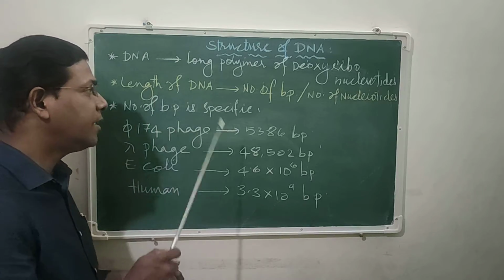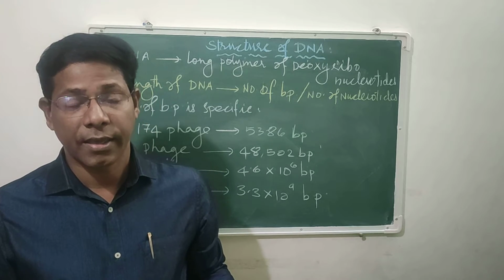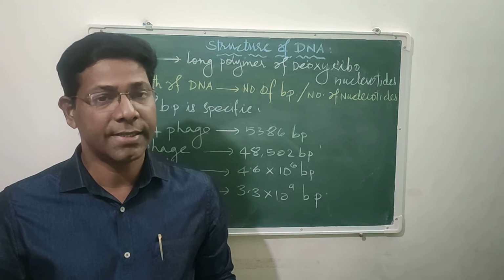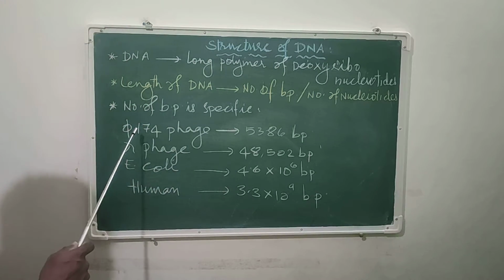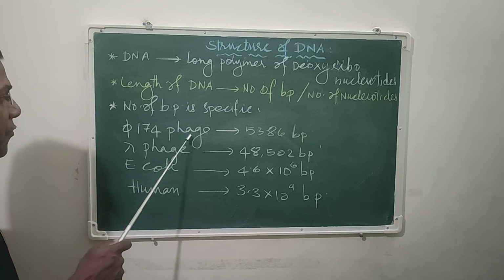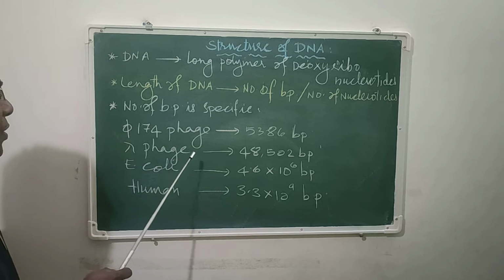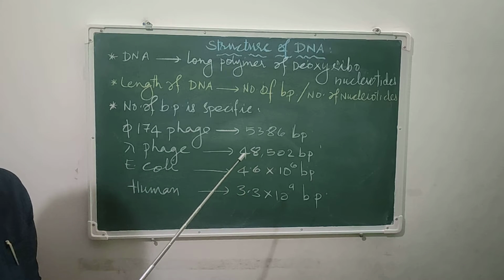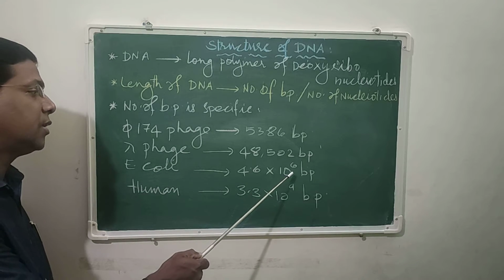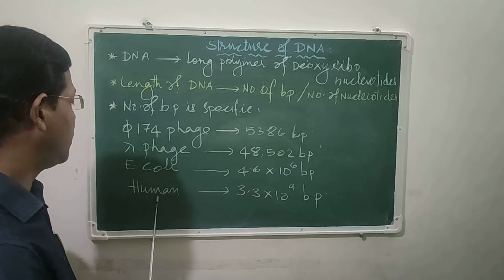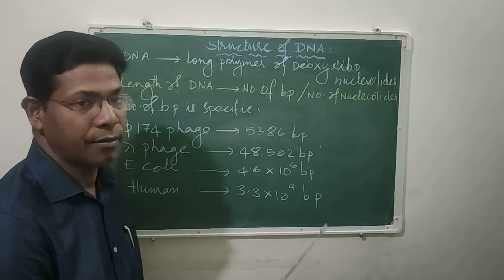So the length of the nucleotides or the base pairs is a characteristic of an organism, that is highly specific. A few examples are given here. Psi-174 phage consists of 5386 base pairs, whereas the lambda phage consists of 48502 base pairs, E. coli consists of 4.6 x 10^6 base pairs, and human beings have 3.3 x 10^9 base pairs.